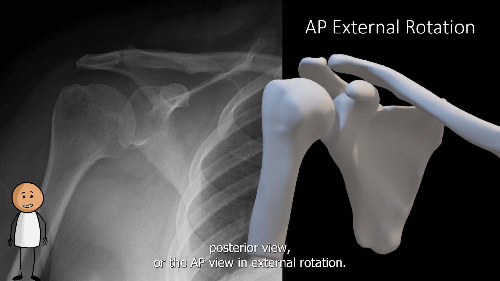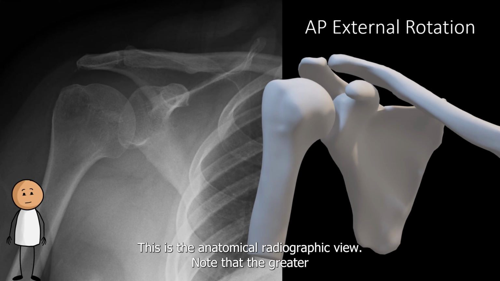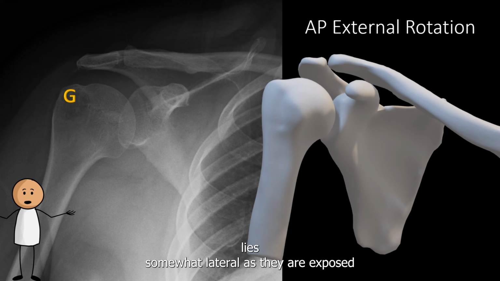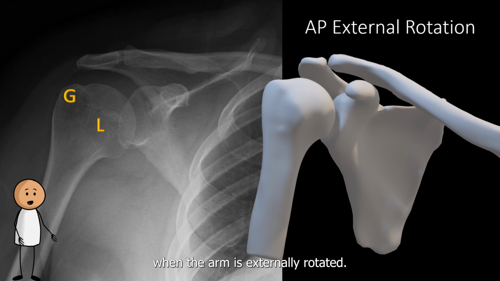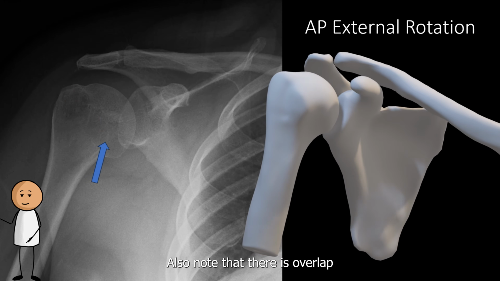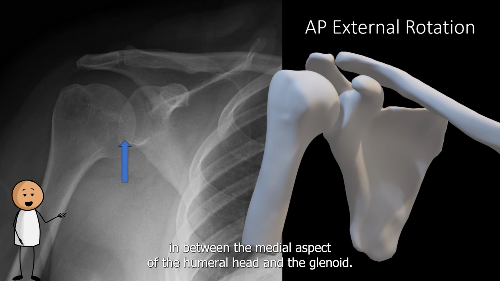The most common view of the shoulder is the anteroposterior view, or the AP view. In external rotation, this is the anatomical radiographic view. Note that the greater and lesser tuberosities lie somewhat lateral as they are exposed when the arm is externally rotated. Also note that there is overlapping between the medial aspect of the humeral head and the glenoid.